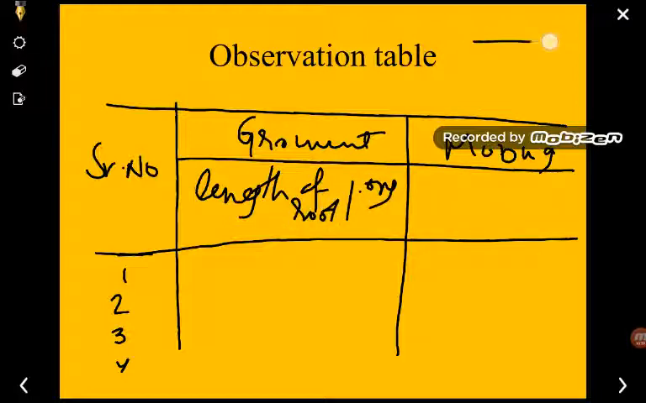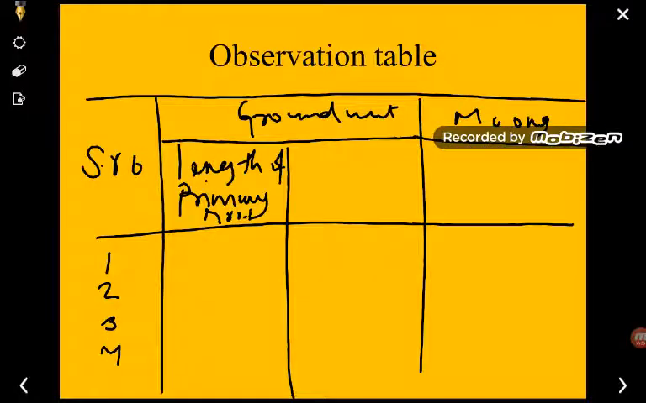The main root system is said to be the primary root. So this is the length of the primary root. We have to measure it. Consider if it is 8 centimeter, and the length of the lateral root.